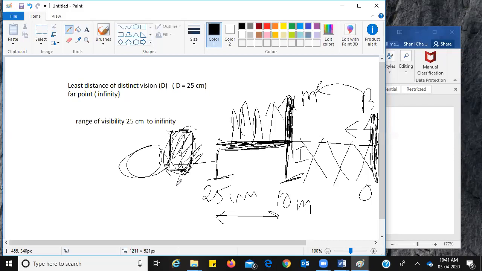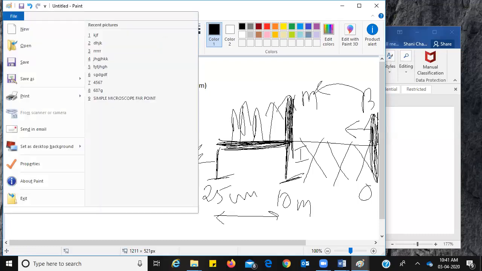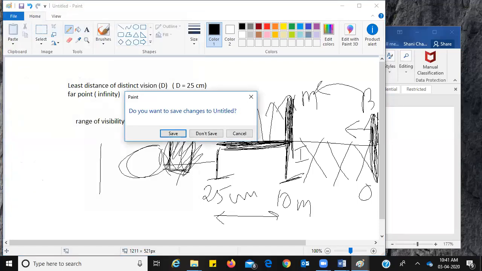Now, I think these points are clear: what's near point, far point. Now I have to tell you one more point. What do you mean by linear size and angular size? Right now we discussed the concave lens. What about the convex lens and hypermetropia? I just discussed this for the concept of optical instruments, not for eye defects. Fine, then next topic.